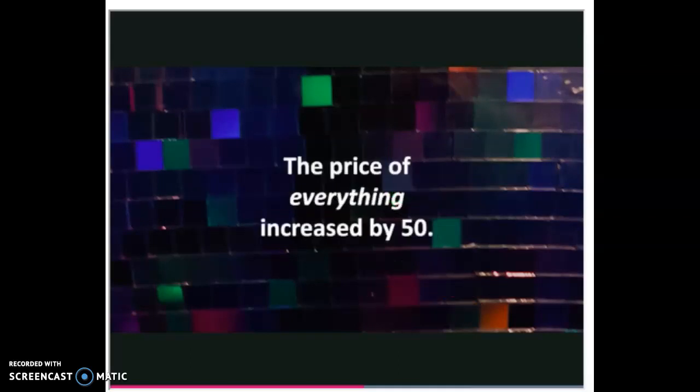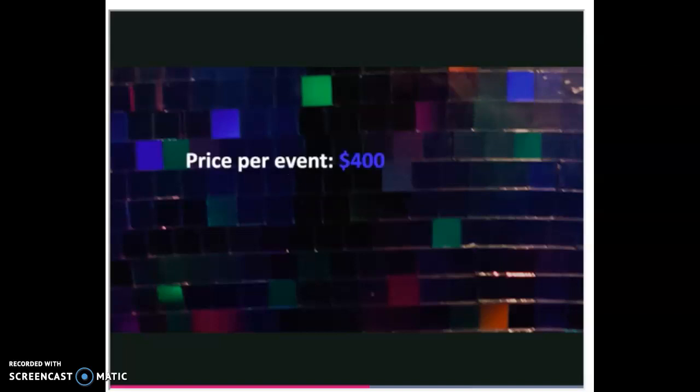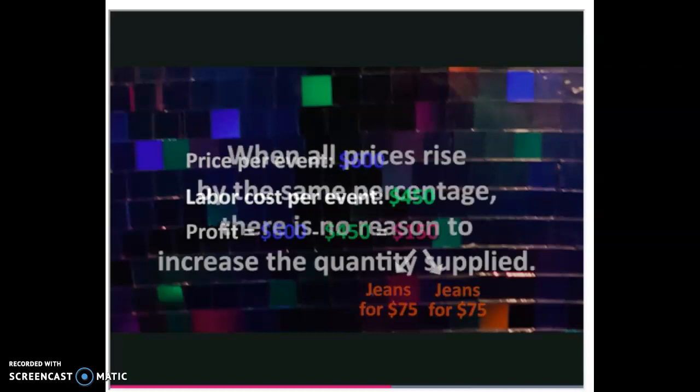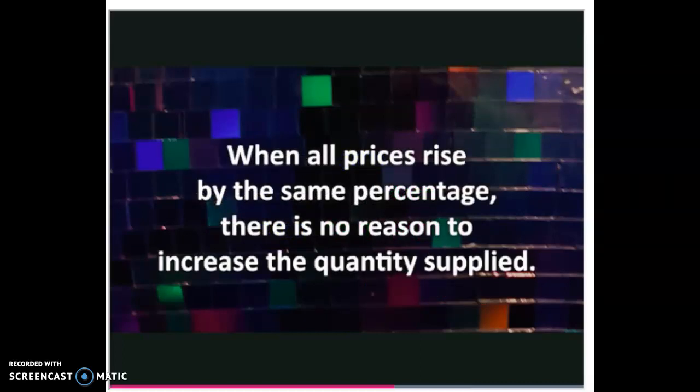Now, what if the price of everything including labor increased by 50%? The price of a DJ would be $600. The firm's labor costs would be $450, and the firm's profit would be $150, with which it could still buy only 2 pairs of jeans for $75 each. Since the gain from supplying a DJ would still be 2 pairs of jeans, there would be no reason to increase the quantity supplied. Firms throughout the economy would face a similar scenario.